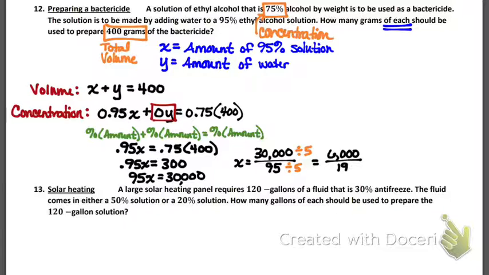All right. And this would be grams. So what did we just find? X, which stands for what? Yes. So 6,000 over 19 grams of the 95% solution.